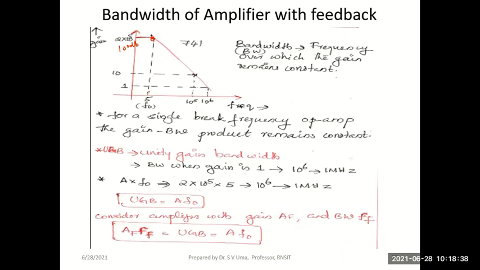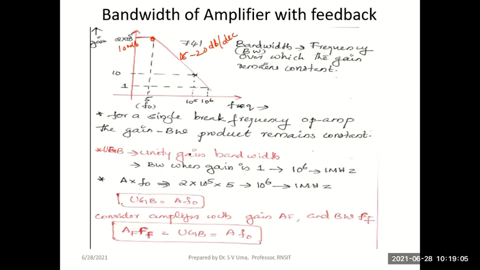And as usual, after the single break frequency, the rate of change of gain is minus 20 decibels per decade. For every decade of frequency change, say from 1K to 10K, 10K to 100K, and so on, the gain will fall by 20 decibels per decade. Okay.